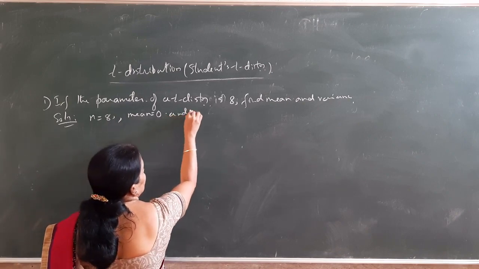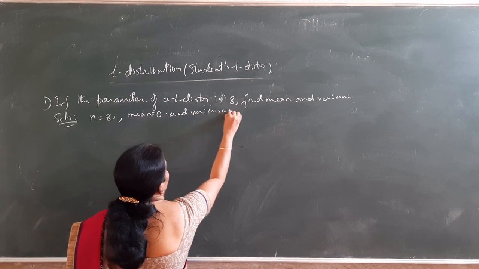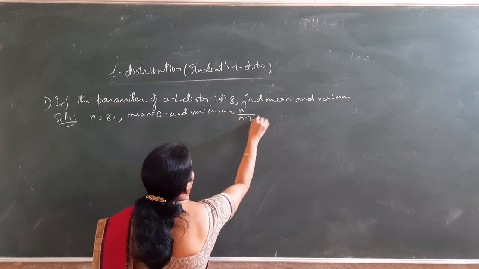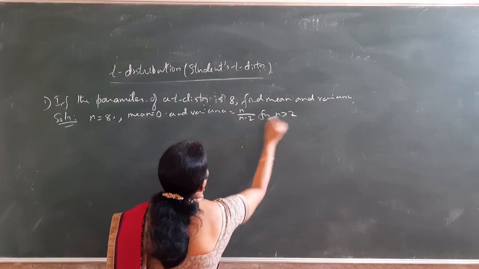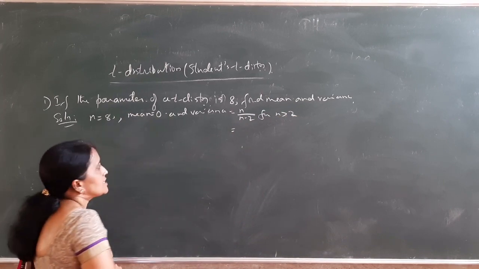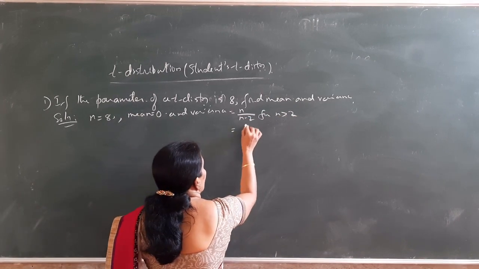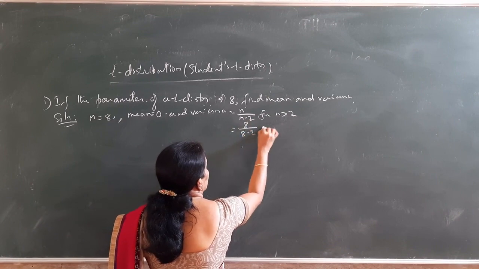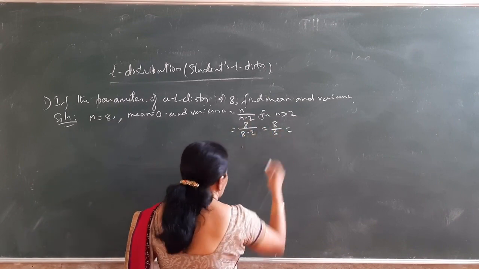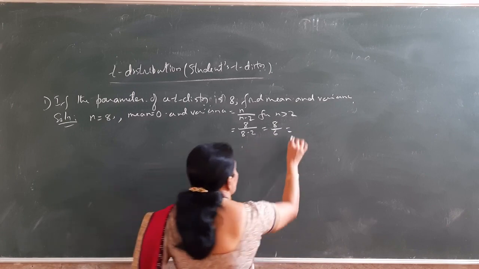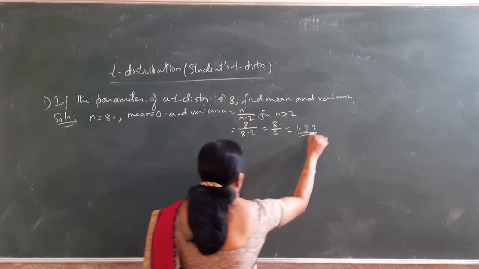Next, what is the variance? Variance is equal to n by n minus 2 for n greater than 2. Now here n is equal to 8, therefore it is greater than 2. We can use this formula: 8 divided by 8 minus 2, that is 8 by 6. The answer is 1.33.